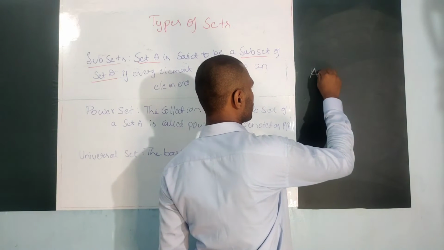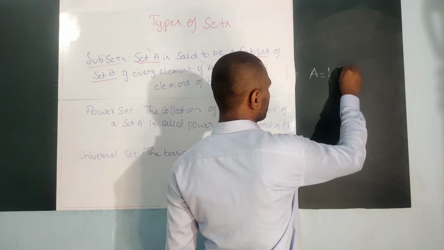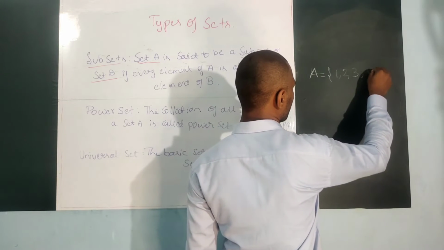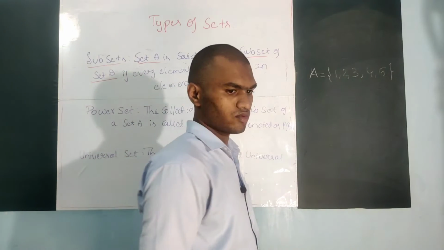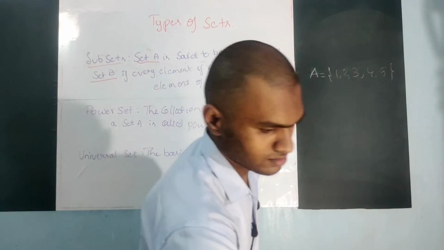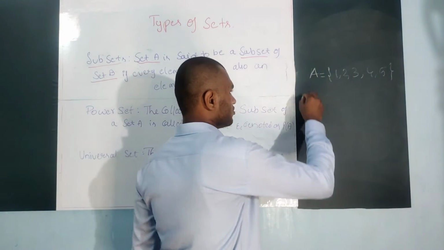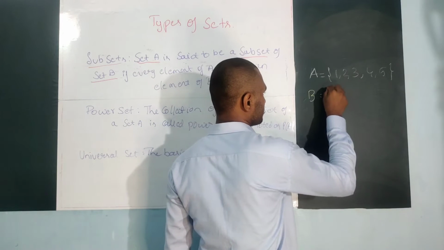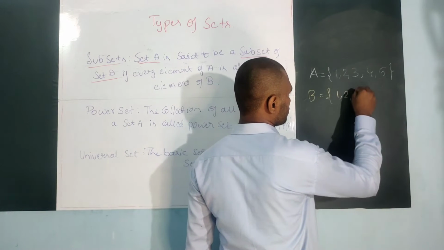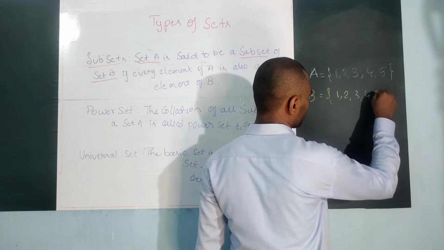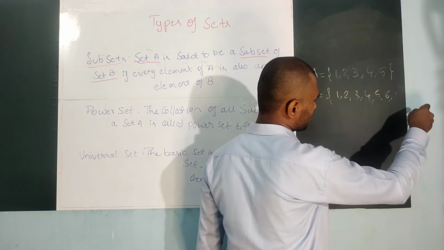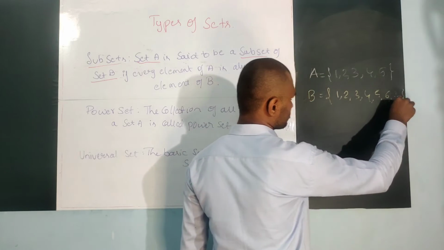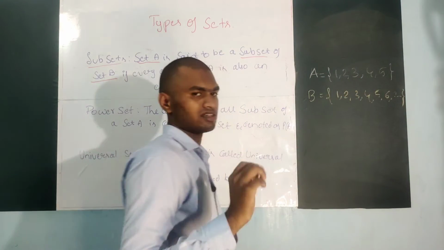So A is equal to 1 2 3 4 5. Okay? B is equal to 1 2 3 4 5 6 so on 7 so on. Okay, it continues. It is a finite set and it is an infinite set.